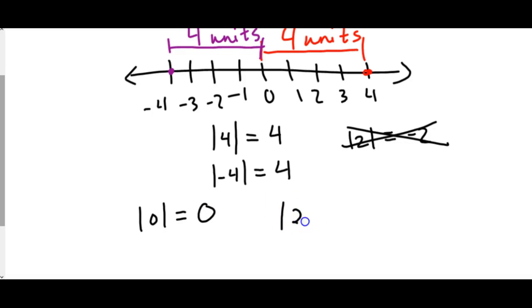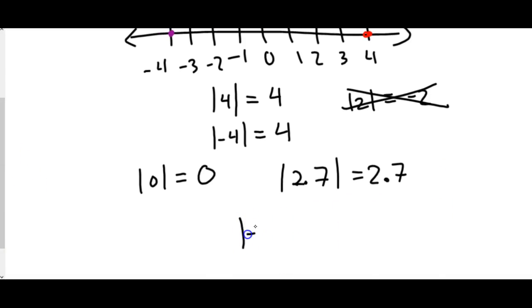If we were to do a decimal, it follows the same rules. Keep it positive or make it positive, so positive 2.7 would be the answer. And if we were working with any size number, we follow the rule of keep it positive or make it positive. In this case, we have to make it positive, 156.